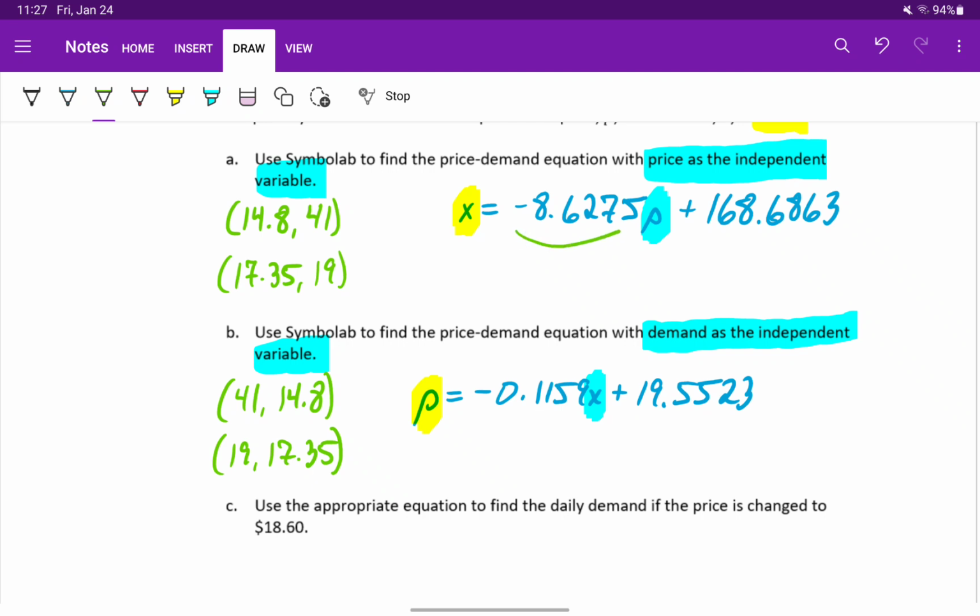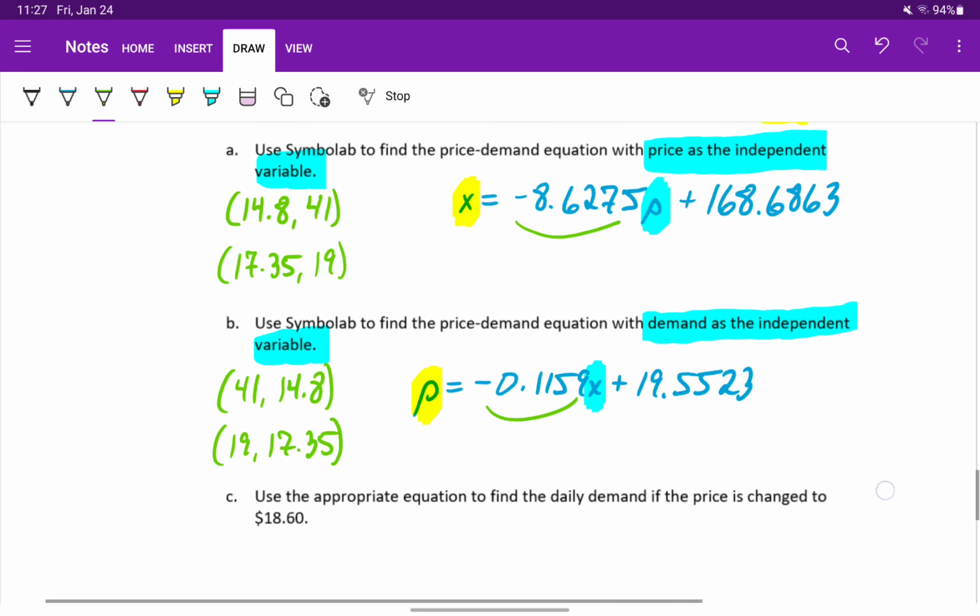Another thing to notice is that our slopes are negative in both cases. That makes sense because price and demand have an inverse relationship. So as one variable increases, the other should decrease. So we should always end up with a negative slope for these types of situations.